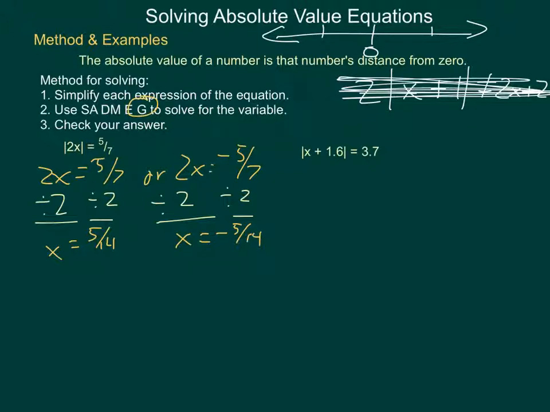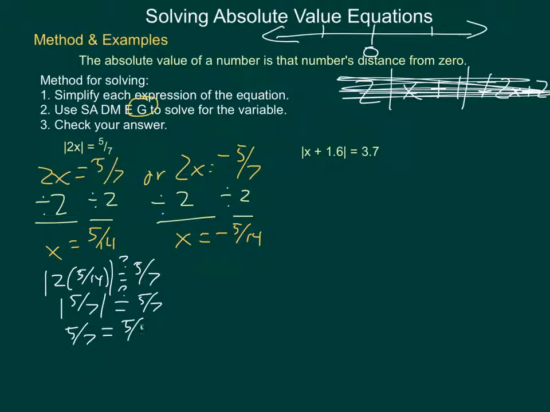Now, I need to check my answers. So, going through and running our check, the absolute value of 2 times 5/14 is supposed to equal 5/7. Multiplying inside of the absolute value, 2 times 5/14 is 10/14. Simplifying that fraction, I get the absolute value of 5/7, and that is supposed to be equal to 5/7. Absolute value of 5/7 is 5/7, and sure enough, that is equal to the 5/7 I was looking for.